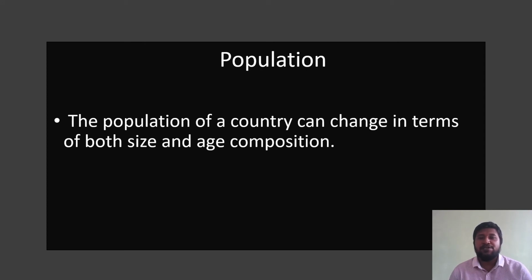So population is a very important factor that brings changes. And in the case of business, when people tend to invest in businesses, they look at the population size also. So it plays an important role in bringing changes to demand.